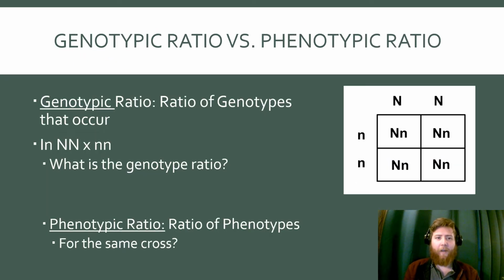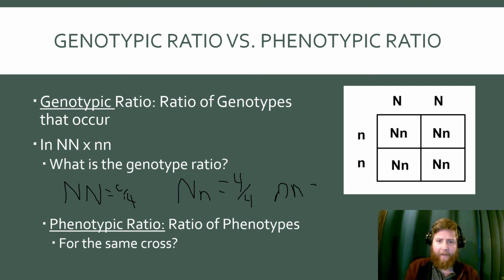All right, so we can talk about 2 different ways to look at this data. We can look at genotypic ratio and phenotypic ratio. So genotypic ratio is the ratio of genotypes that occur. So in this one, what is our genotype ratio? Well, big N, big N equals 0 out of 4 is one of the options we could have had. We could have big N, little n, the heterozygote, and in this case we got 4 out of 4. And we could have had little n, little n, but we didn't have any of those, so that's 0 out of 4 too. So these are the different genotypes that we could have gotten from this cross.